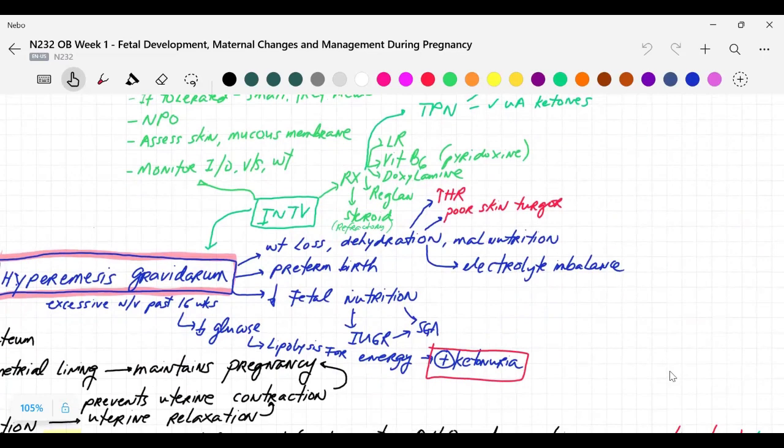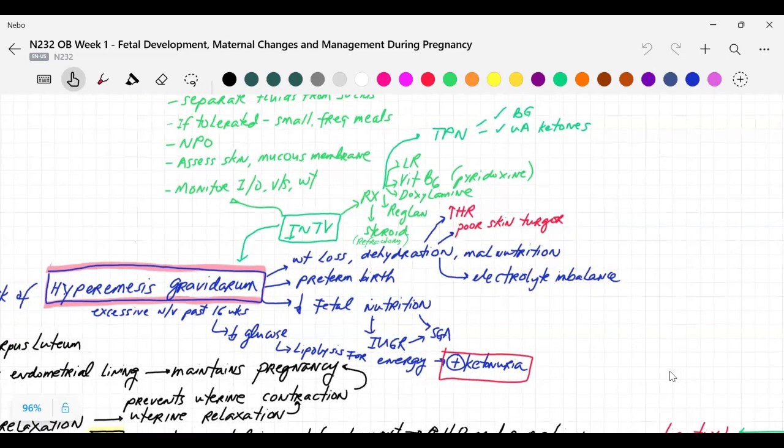If this becomes extremely bad, and again, there are ketones in the urine, right? We don't want ketones in the urine, because if there are ketones in the urine, that means there are ketones in the blood. If there are a lot of ketones in the blood, it can make the blood acidotic, right? The mom can go into metabolic acidosis, just like diabetic ketoacidosis, right? Ketoacidosis, increasing ketones.